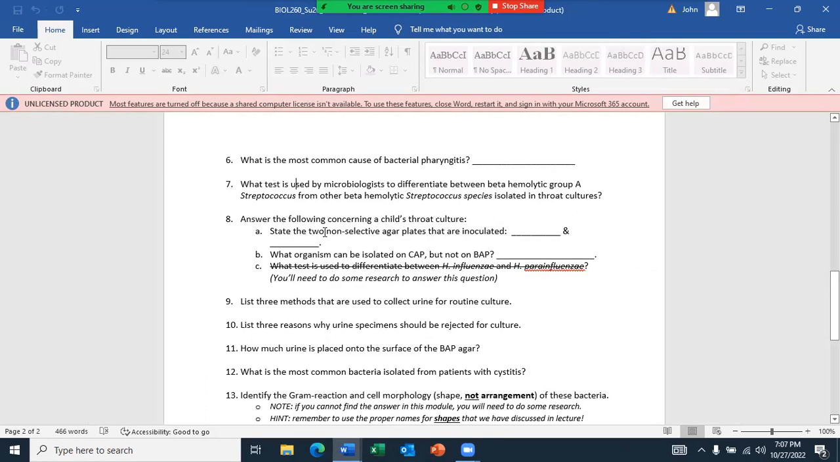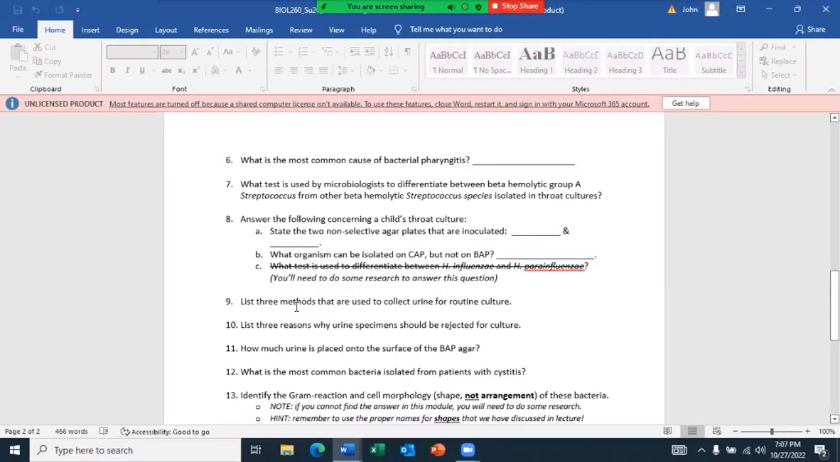8, answer the following concerning a child's throat culture. State 2 non-selective agar plates that are inoculated for a child's throat culture. And what organism can be isolated on CAP, but not isolated on BAP? And 8C you can skip. That's why it's crossed out.